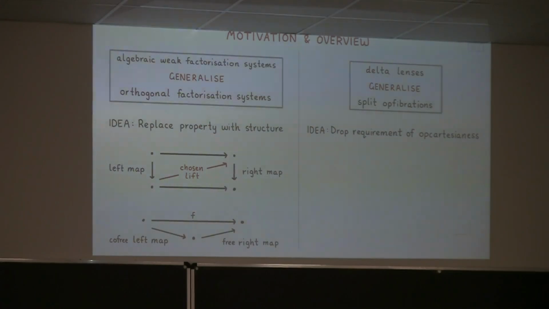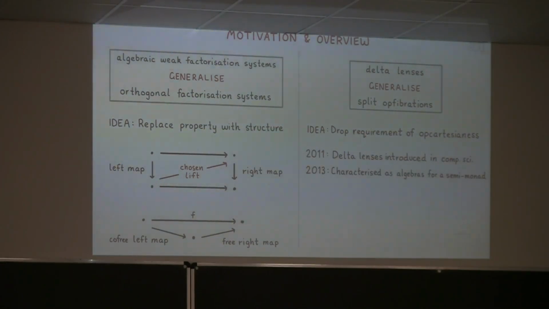And so on the other side of the title, we have these delta lenses. The idea is that they generalise split opfibrations. The way in which they do this is that they relax the condition of requiring the lifts of our split opfibrations to be Cartesian. So again, it's some sort of relaxing, removing the property and just looking at the underlying structure.